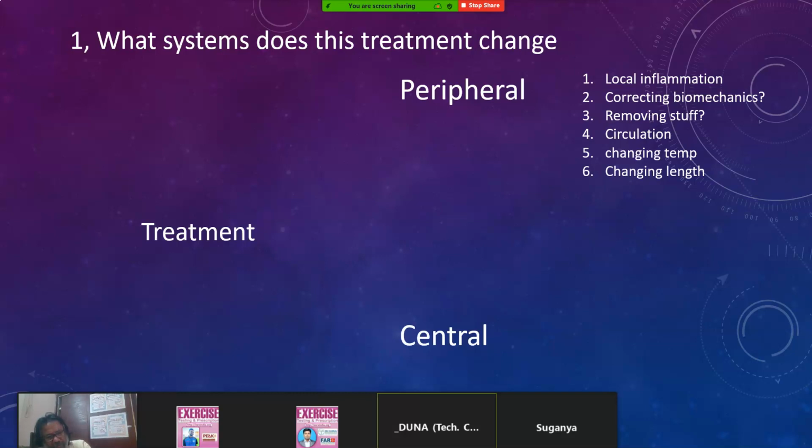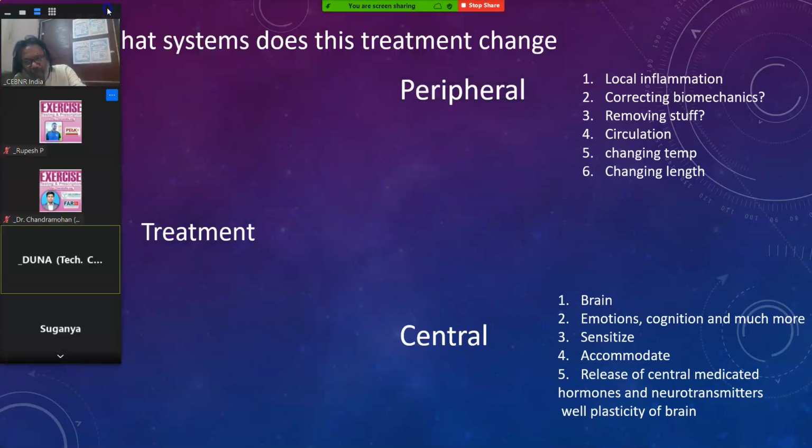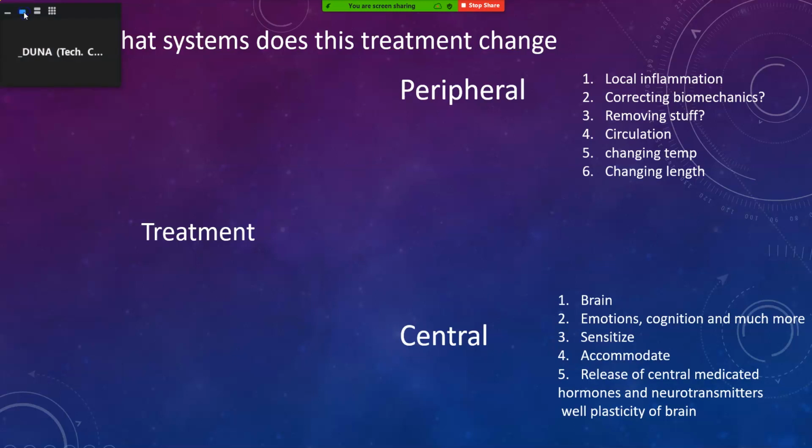Now, what I mean by central is fairly simple. You are changing the brain as such. That's what I mean by that. And you are also changing emotion, cognition, and in simpler terms, what is changing in your brain is you sensitize the brain, you accommodate the brain. There are also a lot of hormonal changes in your brain, right?